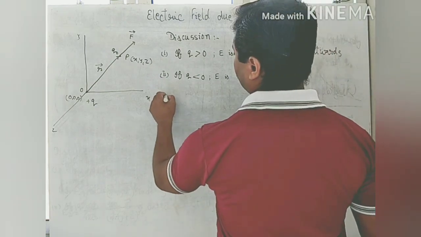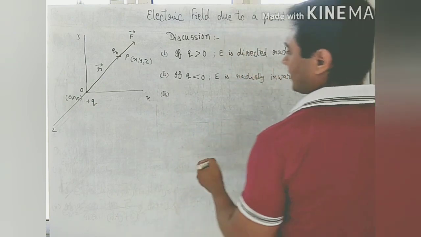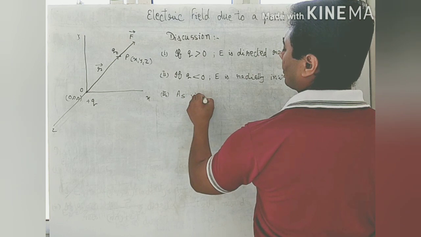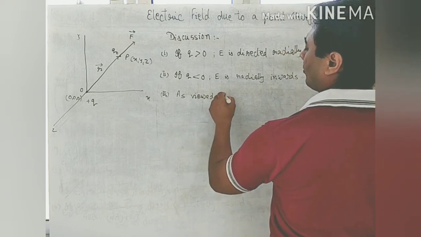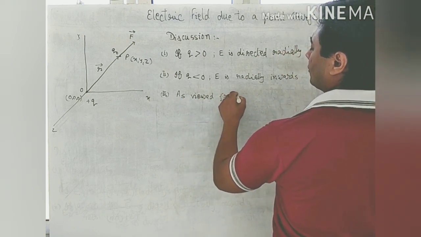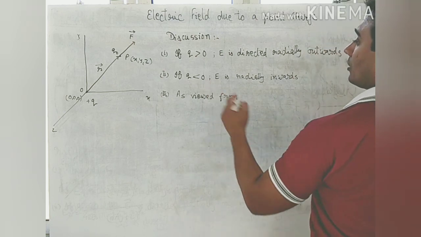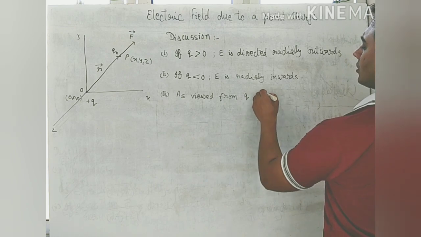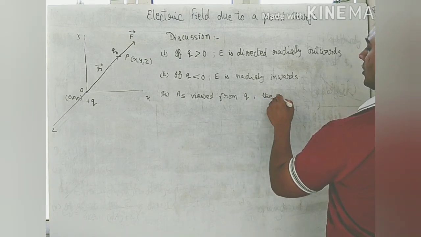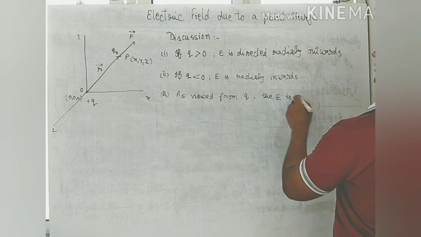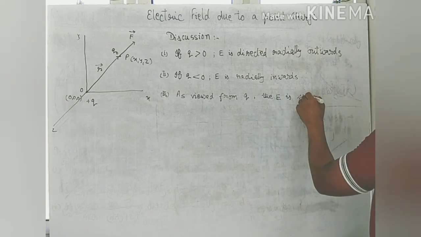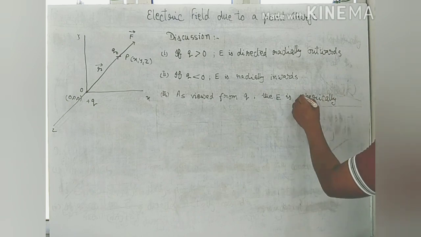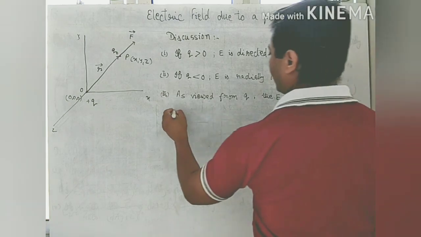Now for the third case: as viewed from the source charge Q, the electric field intensity is spherically symmetric.